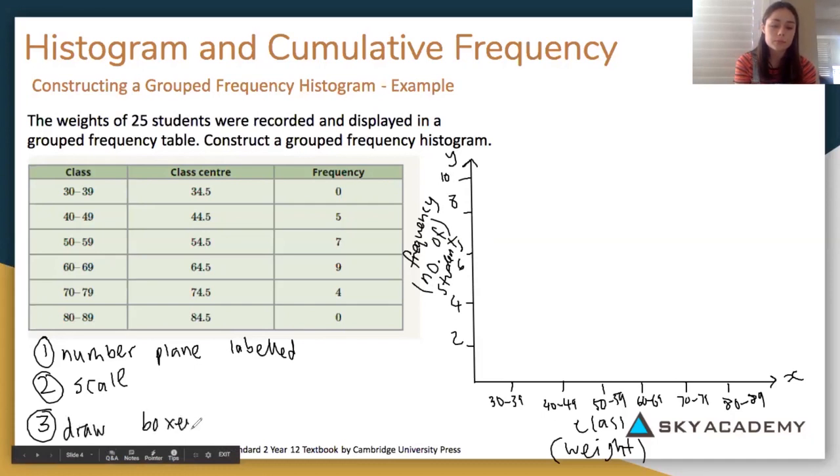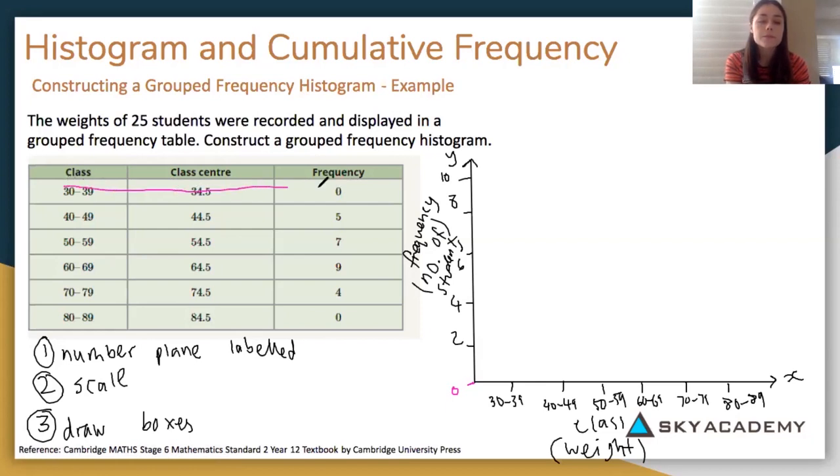So I'm going to do that in pink so we can see a different color. So we're going from 30 to 39, and we have a frequency of 0. So we can just ignore that and we don't have to draw anything for it, because our 0 would be at the origin here. And if I was to draw 0 for 30 to 39, you just don't have to draw anything. Because if I draw something, it would take me up to 1. So we don't draw anything for 0. So we've done this one.